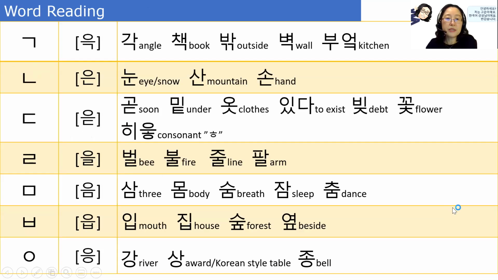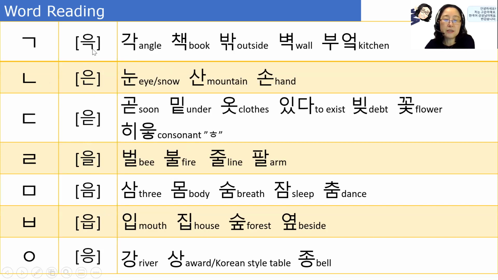Now let's try to read the actual Korean vocabularies with the final consonant sound. So, final consonant syllables. These are the 7 sounds available. When you read it, this one is not an initial consonant. You are using it as a final consonant, then it sounds like uk, an ending sound. And ㄴ as a final consonant sounds like un, and ut, and up. So let's read one by one.